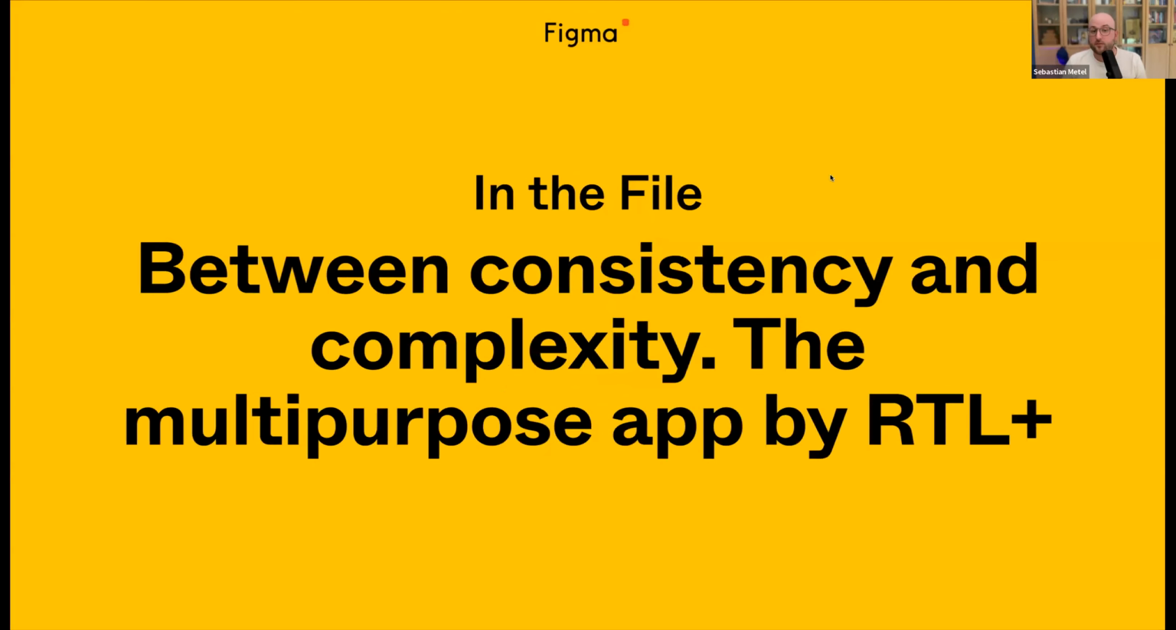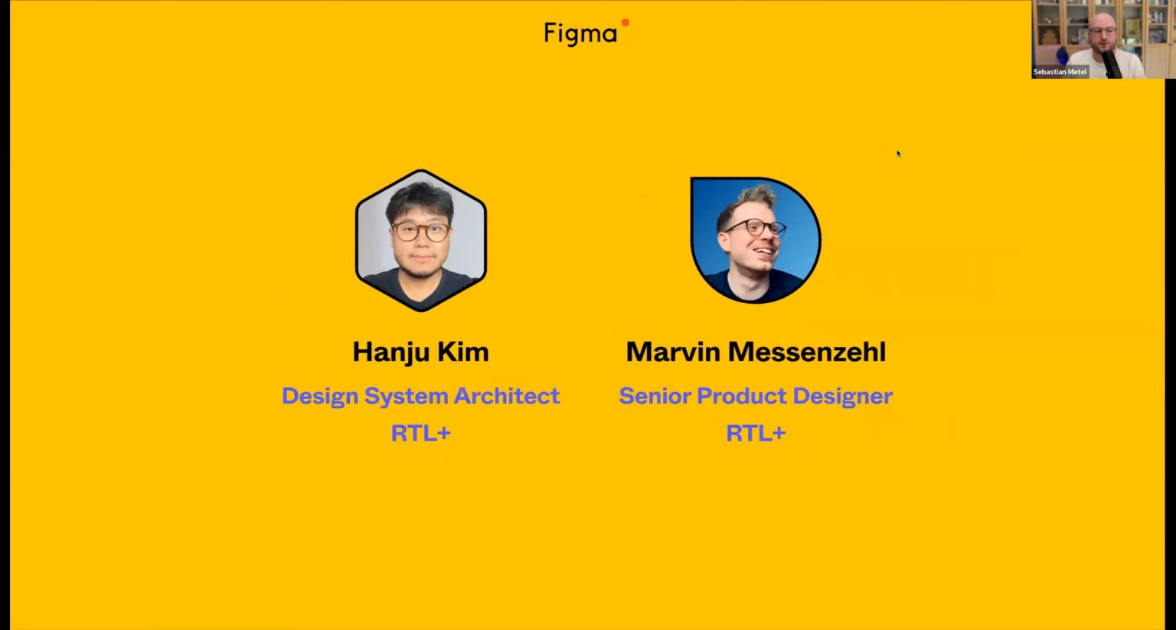And then we'll be heading right into our In the File for today. Our title is Between Consistency and Complexity, the multi-purpose app by RTL Plus. And for that, I'm very excited to welcome two guests today. We have Hanju Kim, who is a design system architect at RTL Plus, and we have Marvin Messenzehl, a senior product designer at RTL Plus. Welcome, the two of you. Hey, great to be here.